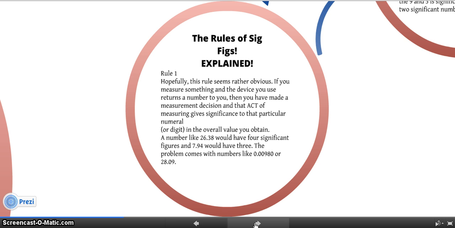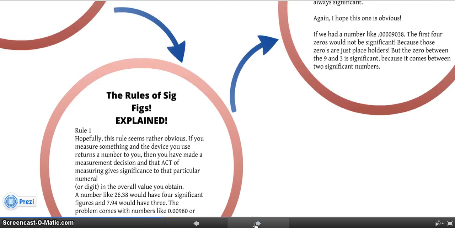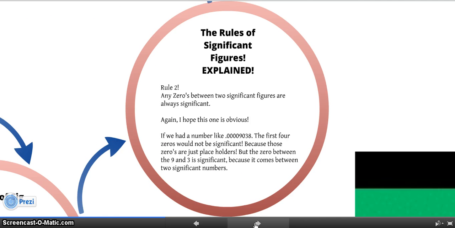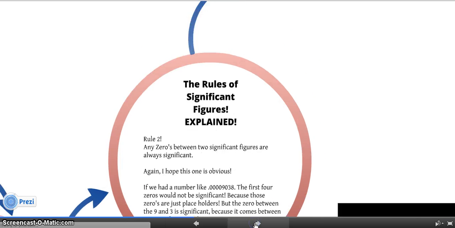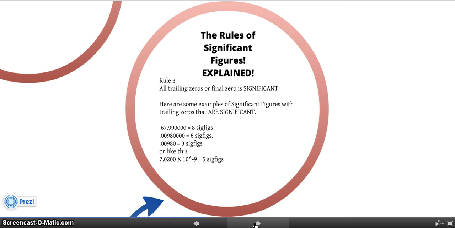0.00980 or 28.09. Rule 2. Any zeros between two significant numbers are always significant. Again, I hope this one is obvious. If we have a number like the number shown there, the first 4 zeros would not be significant because those zeros are just placeholders. But the zero between the 9 and the 3 is significant because it comes between two significant numbers.